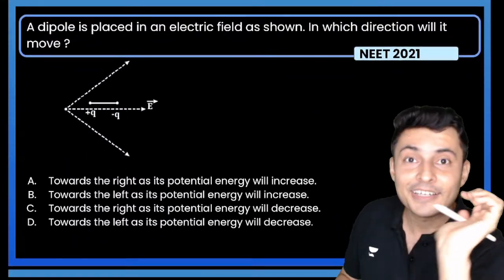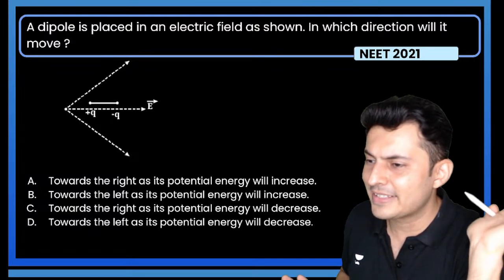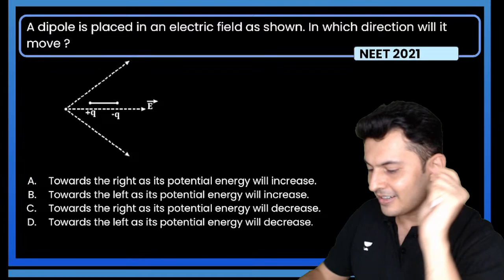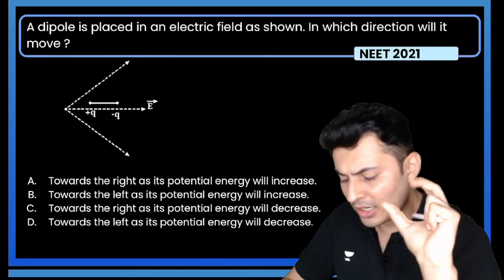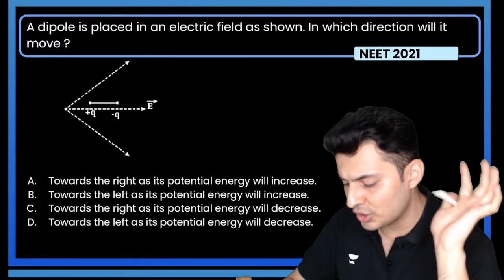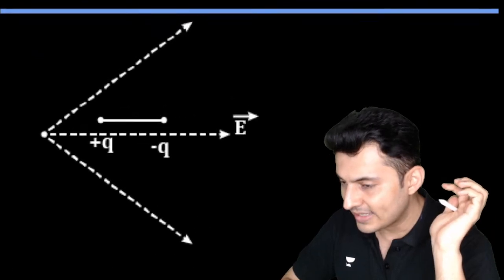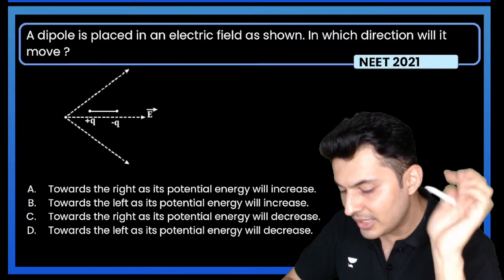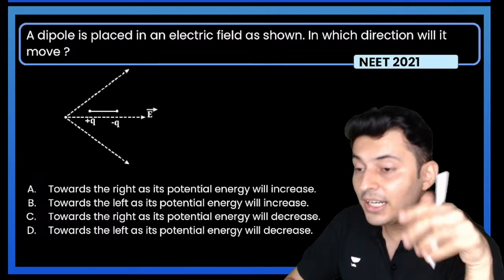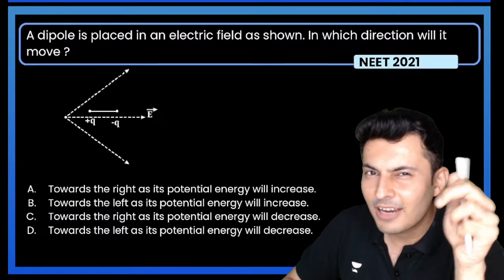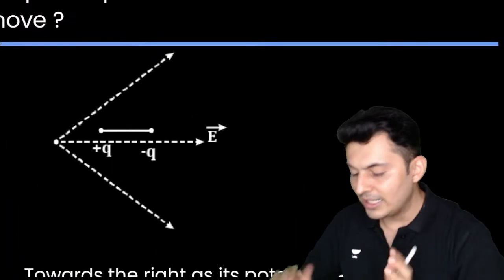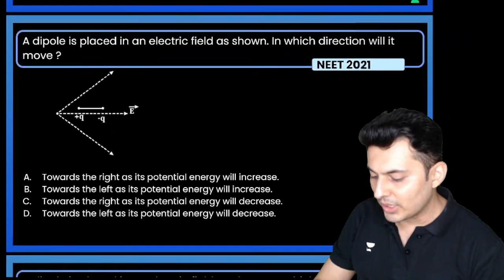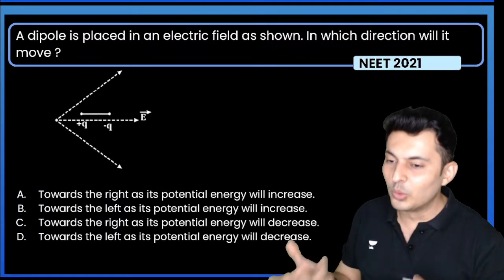Next question, NEET 2021. Let's see if you guys can crack this particular question. If you had written the NEET 2021 examination, a dipole is inside an electric field as shown. Look at this, plus Q, minus Q, electric field is towards your right side. Then in which direction will it move? Look at the electric field lines. They are radially outwards. So guys, think about it. Where do you think it will move?